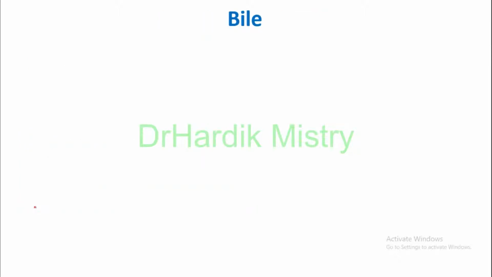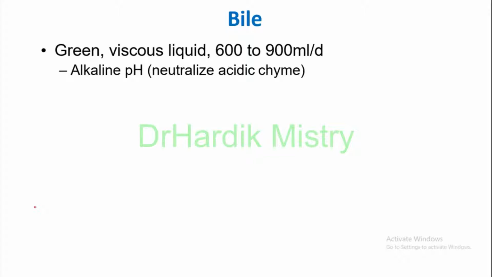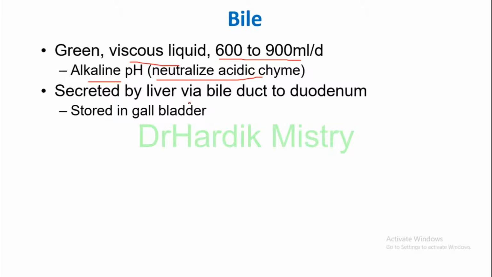Now the bile. What are the characteristics as well as the quantity of the bile? It's a green viscous liquid, around 600 to 900 ml per day, having an alkaline pH so that it can neutralize the acidic chyme. It is secreted by the liver via the bile duct to the duodenum, and once it is formed inside the liver, it is stored inside the gallbladder. The storage of the bile occurs in the gallbladder when it is not required.